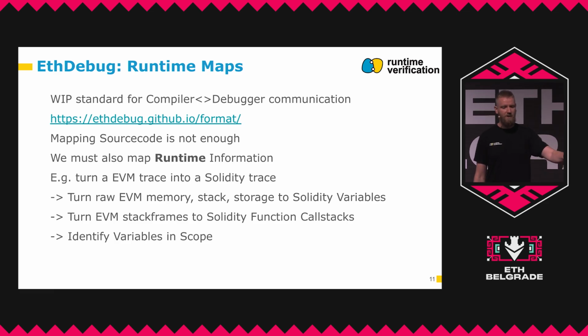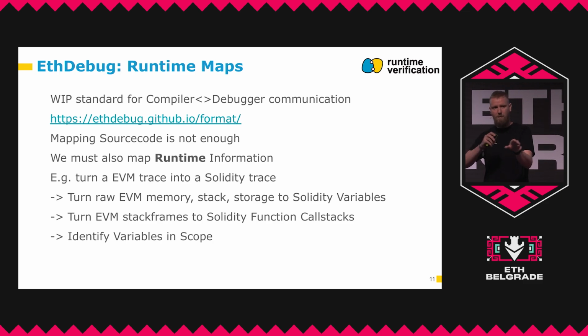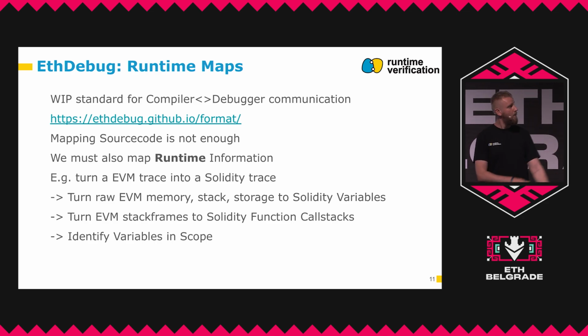In short, mapping bytecode to source code is not enough. We also need to map the runtime information back to the Solidity information. So turn raw memory and stack into Solidity variables, turn EVM stack frames into readable Solidity function call stacks, and identify the variables that are in scope.